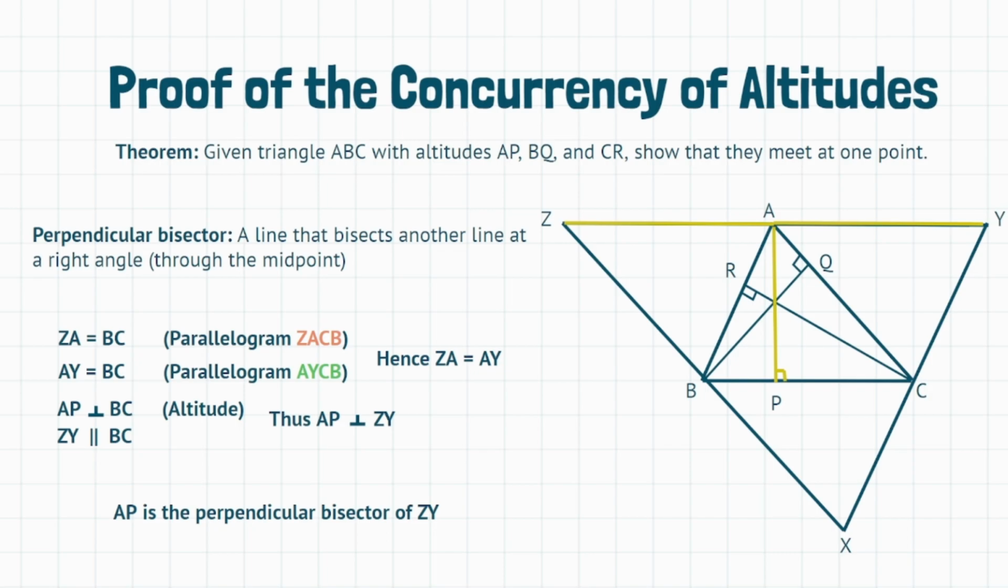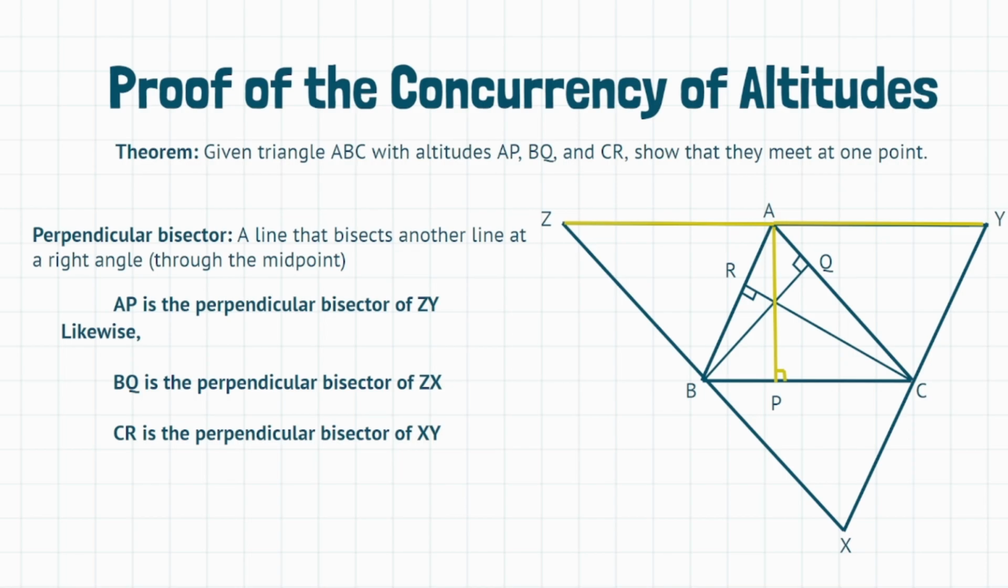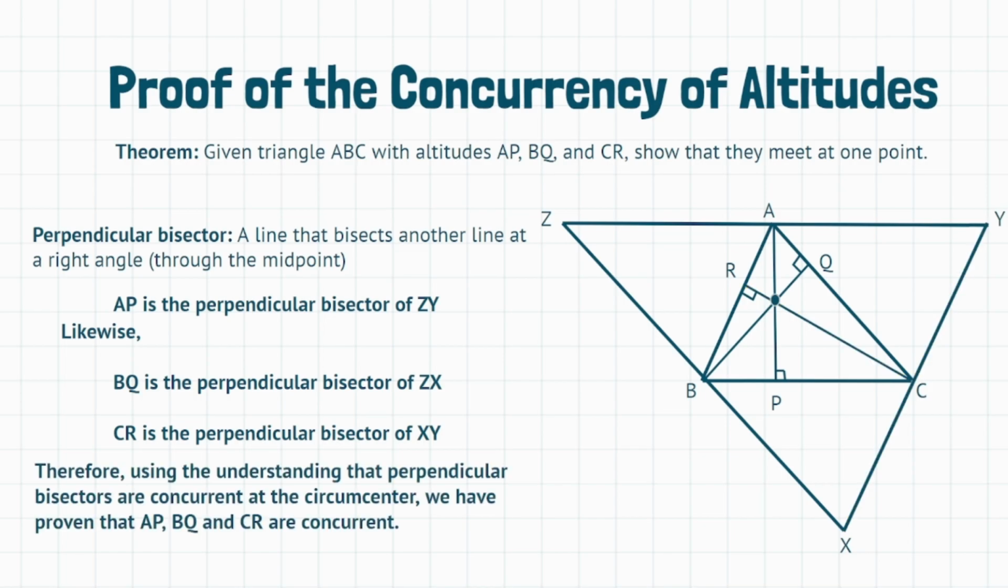A perpendicular bisector is defined as a line that bisects another line at a right angle through the midpoint. Likewise, using similar steps, we can state that BQ is a perpendicular bisector of ZX, and CR is a perpendicular bisector of XY. Therefore, using the understanding that perpendicular bisectors are concurrent at the circumcenter, we have proven that altitudes AP, BQ, and CR are concurrent.